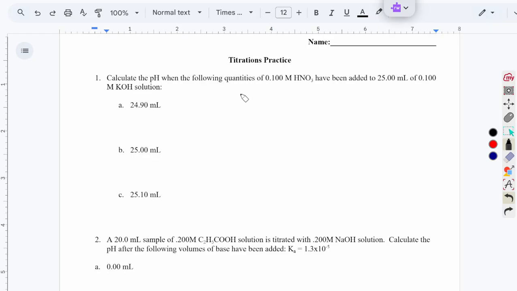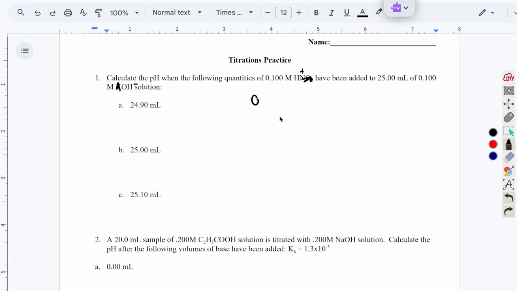All right, so this says that we've got some KOH solution and we are titrating it with nitric acid. So we know we've got a strong base and a strong acid, and we're starting with base. So KOH is just OH minus. And nitric acid, HNO3, that's just H plus. So we are starting with OH minus.